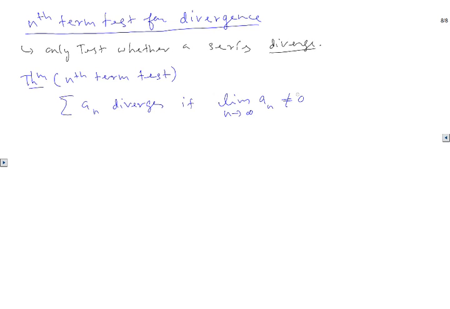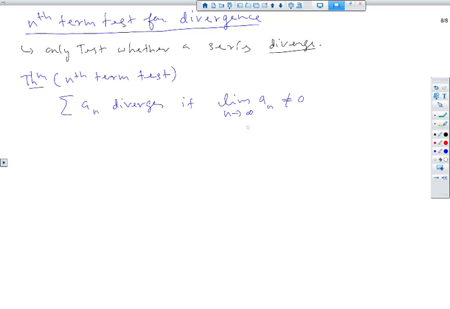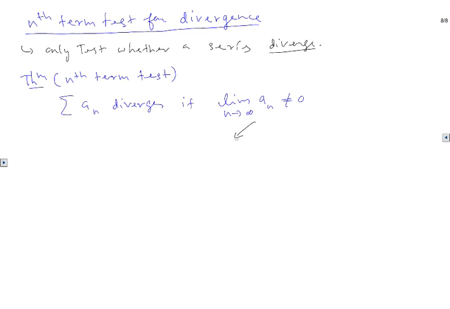But now the question is how this can happen. There are two ways this can happen. One way is the limit does not exist. If the limit does not exist, it's not equal to 0. The other one is the limit exists, but it is not equal to 0. So the limit exists but is not equal to 0.